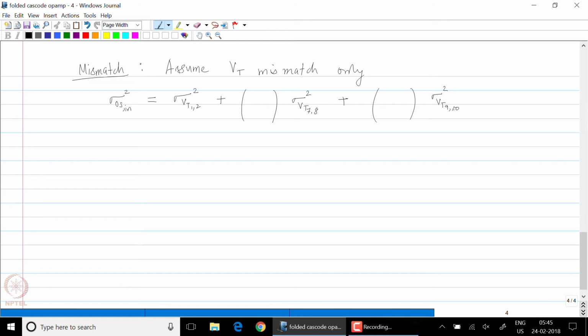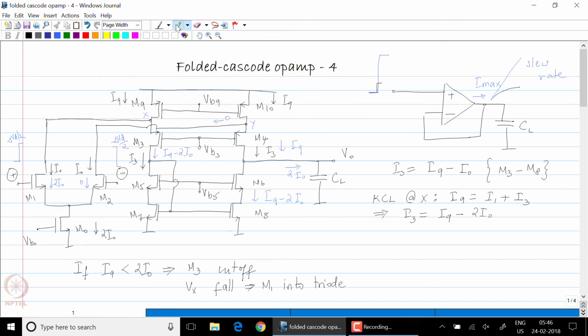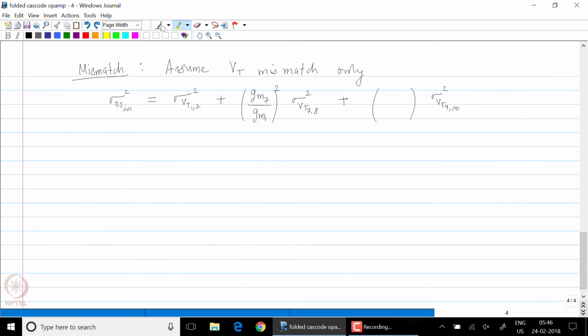As you might imagine, the VT mismatch between M7 and M8 looks very similar to that of a telescopic op-amp case, and will be scaled by the ratio of the GMs of M7 and M1. So that is the case for this transistor and these two transistors. And finally for M9 and M10, again their offset voltages are expected to be scaled by the relative ratios of GM9 and GM1 the whole square.